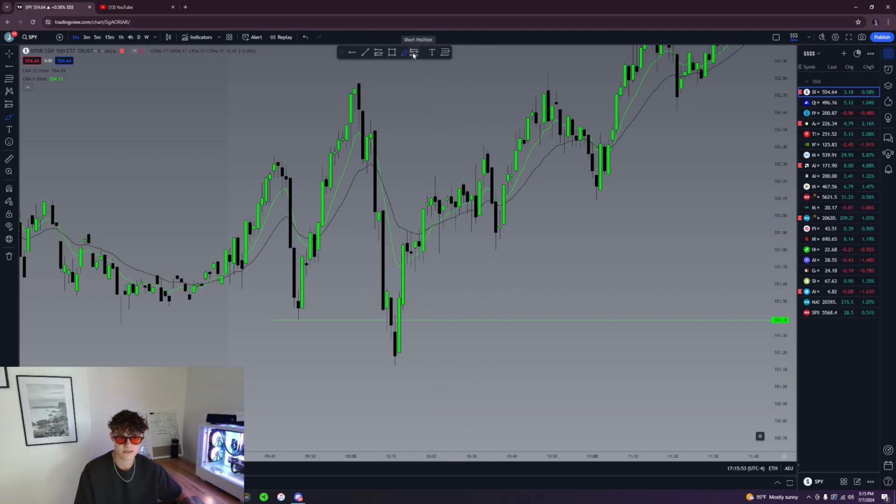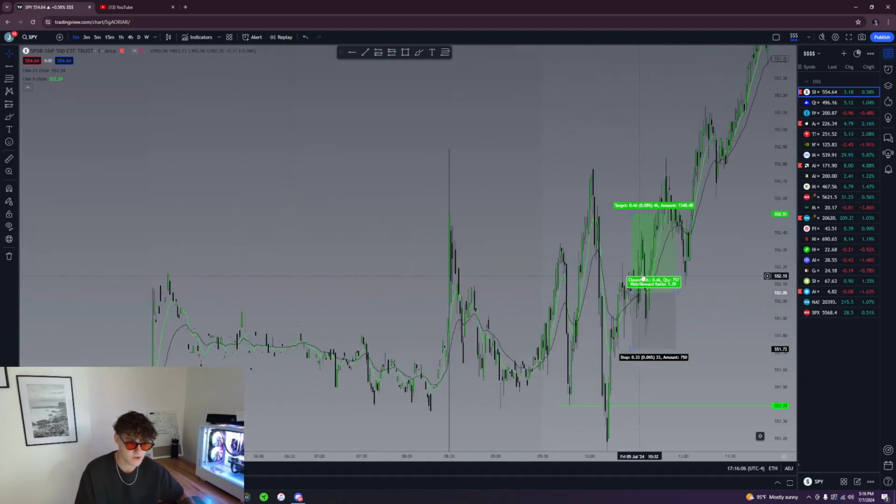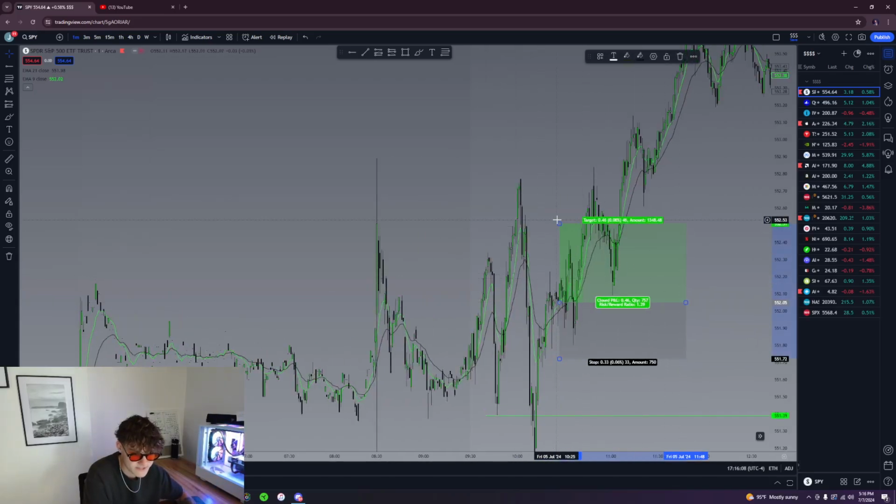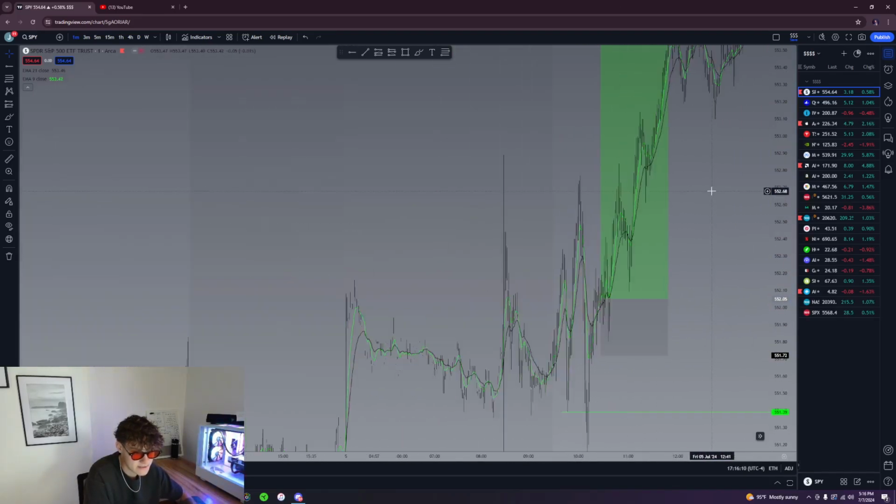Literally, where's my long position? Like anywhere above here. Your stop loss obviously isn't going to be like this. It's going to be somewhere below lows, right? Either below this low, below these lows. I probably would have put it along this area. And look at that risk to reward. That's insane. You know what I mean?